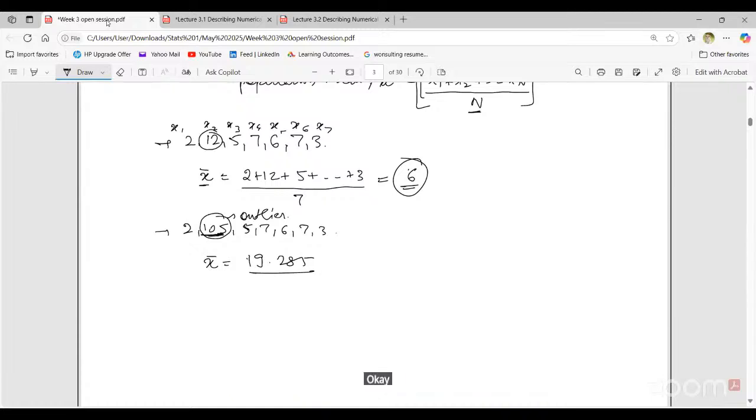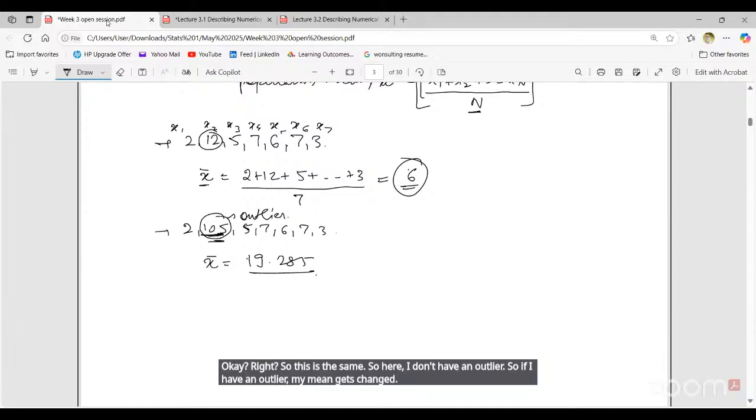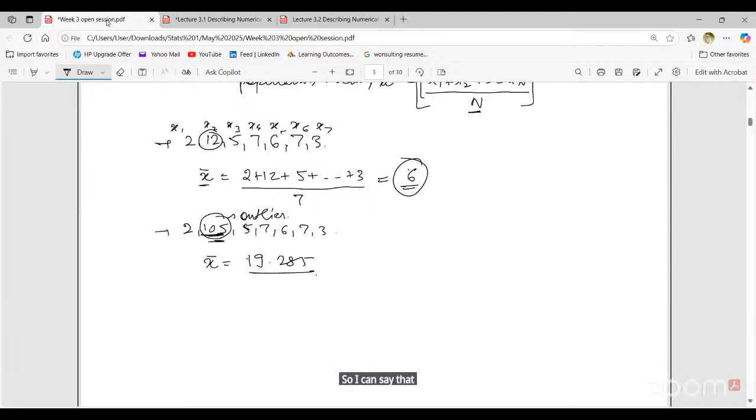Here I don't have an outlier. If I have an outlier, my mean gets changed. So I can say that my mean is sensitive to outliers. And what is an outlier? Ma'am, can you repeat again? An outlier is an extreme value.